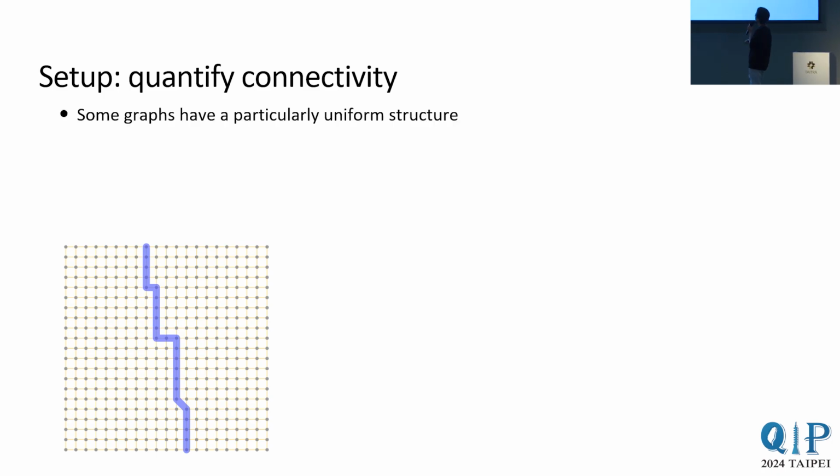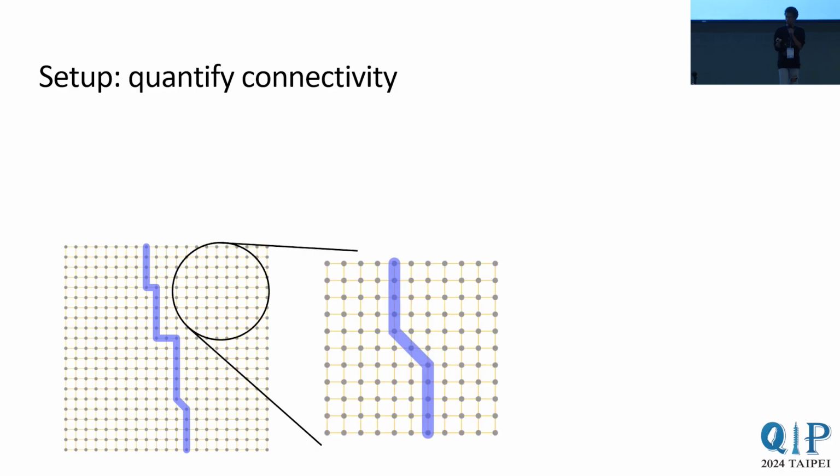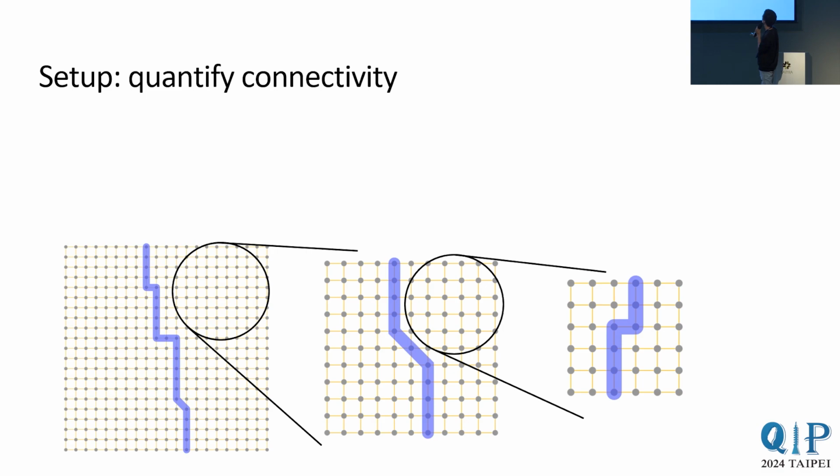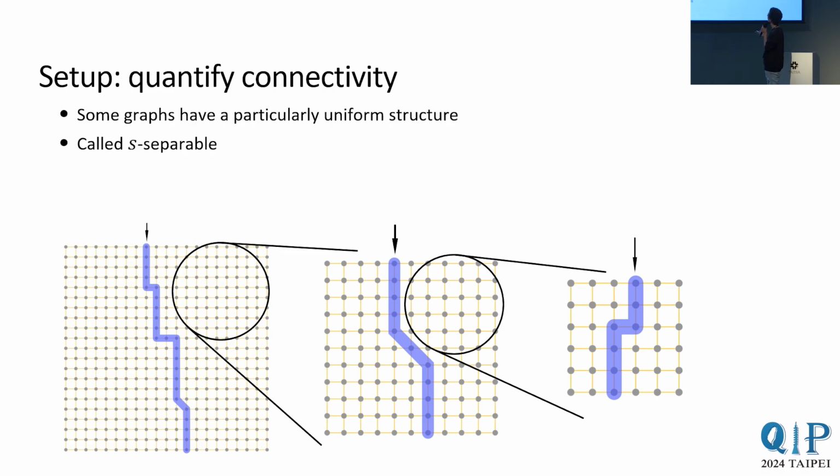Now that we have this notion of graph for a given code, we can introduce the separation profile. Now, some graphs have a particularly uniform structure. If you look at this 2D lattice, for example, I can remove approximately square root of n qubits and divide it into two roughly equally sized parts. Now, if I zoom into this graph, I can do the same thing. And if I zoom further into it, I can do the same thing again. So there's something quite uniform about this graph.